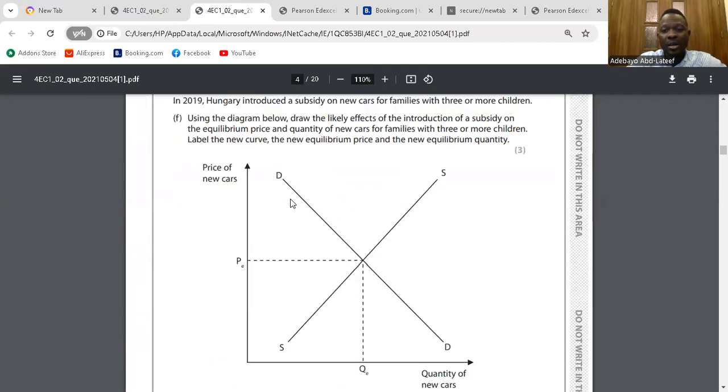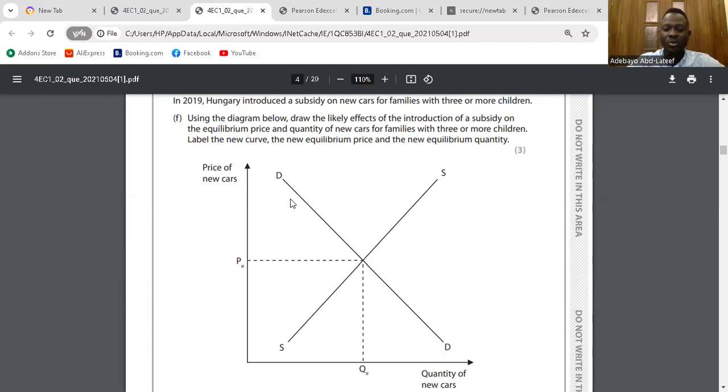Question F. Using the diagram below, draw the likely effect of the introduction of a subsidy on the equilibrium price and quantity of new cars for families with 3 or more children. Label the new curve, the new equilibrium price and the new equilibrium quantity. First, a subsidy brings about a reduction in the cost of production. So a reduction in the cost of production will increase supply. The supply curve will shift rightward from S to S1. As a result, we're going to have a lower equilibrium price at P1.